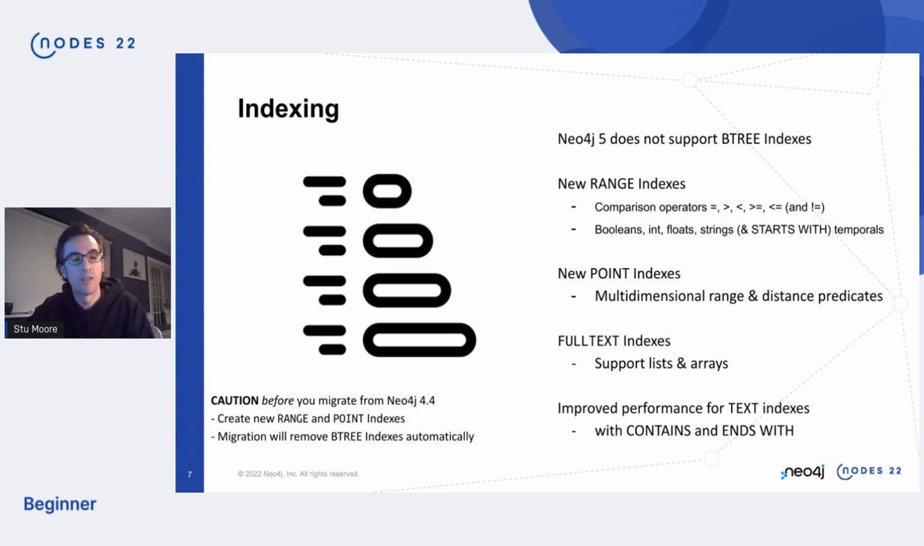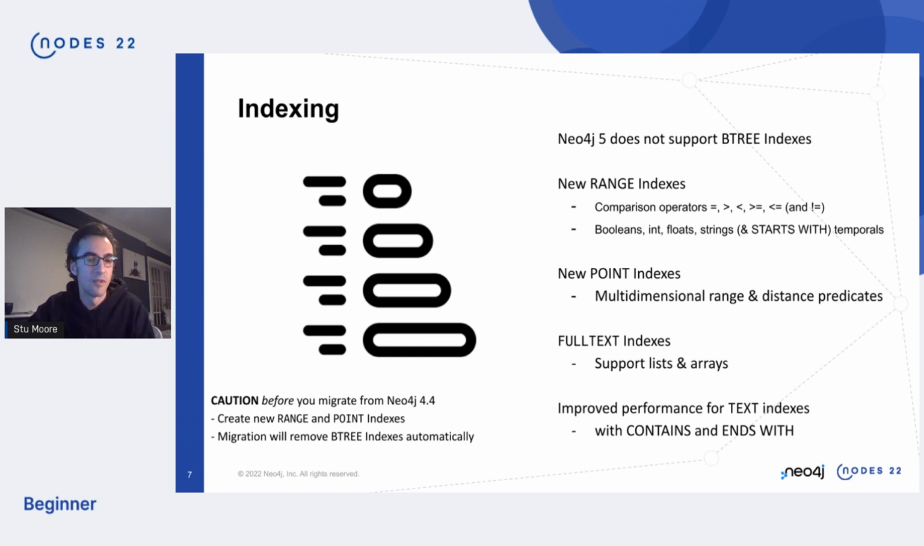You need to be aware that Neo4j 5 no longer supports B-tree indexes. These were replaced in Neo4j 4.4. We introduced new range indexes, which provide support for comparator operators. So you can do equals, greater than, less than, etc. And they work across booleans, ints, floats, and strings, which also includes searching with starts with, and temporal values as well. New point indexes were introduced.